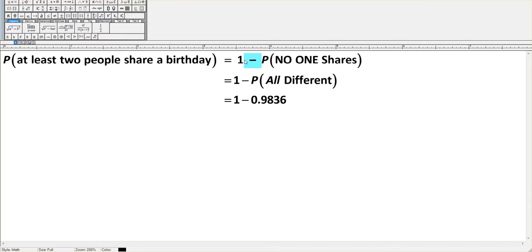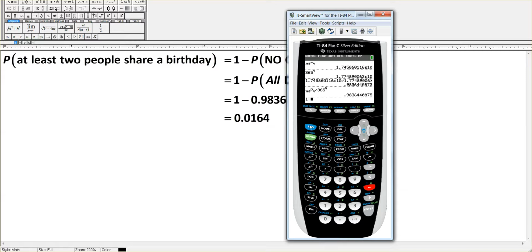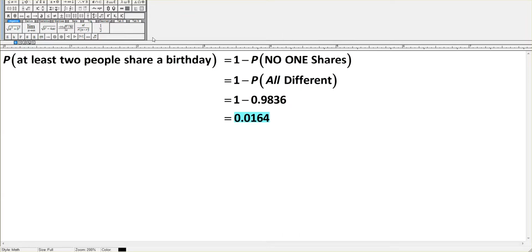It'll be different for everybody's problem because it depends on how many people there are in a room. The more people there are in a room, the less likely it is that they will all be different, right? So if you have 2 people in a room, the chances of being different are very high. But if you have 200 people in a room, getting them all to be different is much, much harder to come by. All right, so 1 minus that would be 0.0164 when you round it. And that was the answer they were looking for.